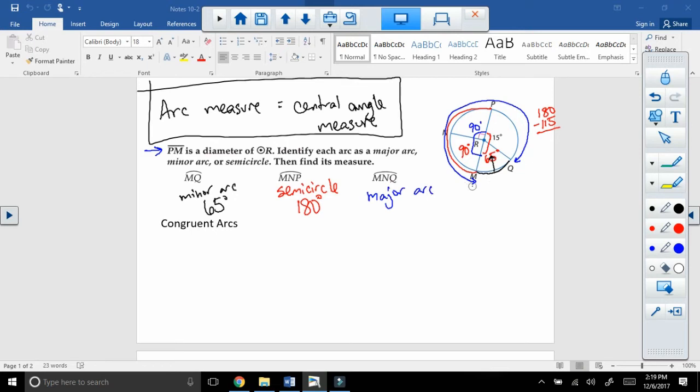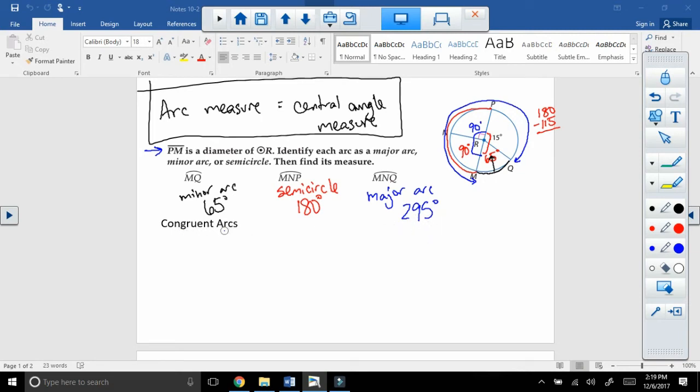And you have a couple different ways you can think about this. Some kids just like to add up all of those different measures, so 90 plus 90 plus 115, and that would be fine. But somebody else might say, well, I'm going to take the whole thing and just subtract the part that I don't have. Either way, you'll get the same answer. Either way, that's going to be a 295 degree arc measure.